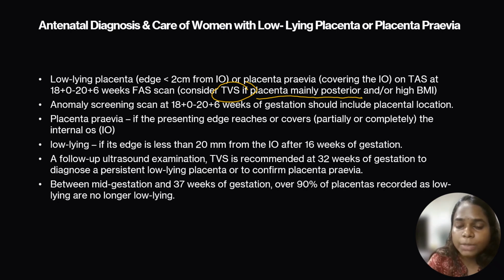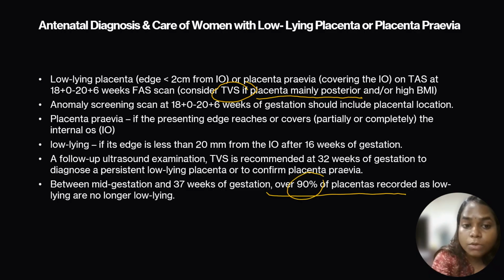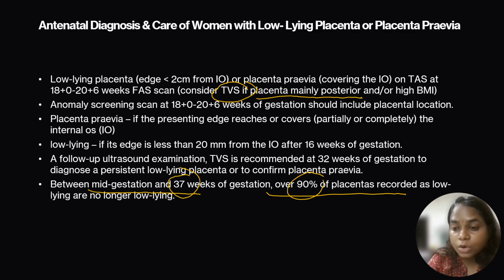Anomaly screening at 18 to 20+6 weeks of gestation should include placental localization. If the presenting edge reaches or covers, partially or completely, the internal os, it is known as placenta previa. Low-lying is less than 20 mm. A follow-up ultrasound scan should be done. Between mid gestation and 37 weeks, over 90% of placentas recorded as low-lying resolve. So a third trimester growth scan is very important to find out the placental location as well.